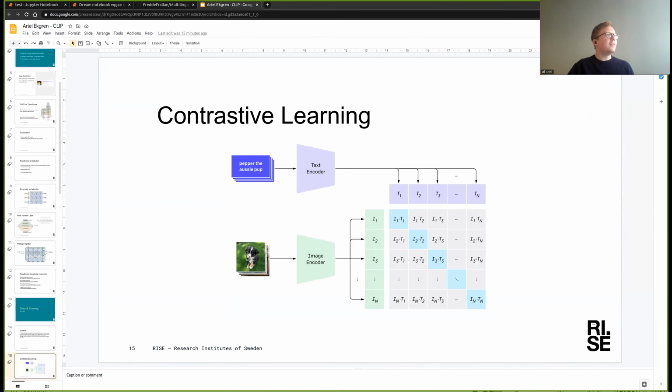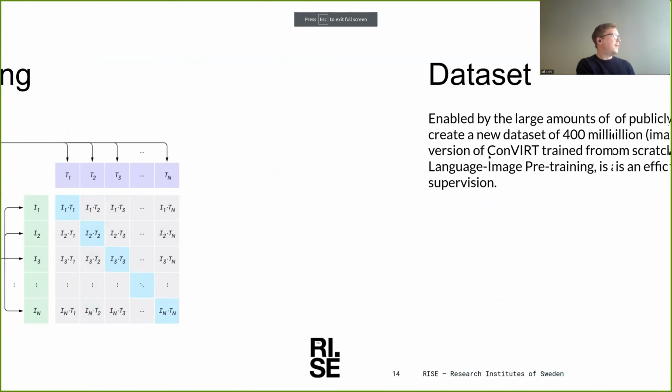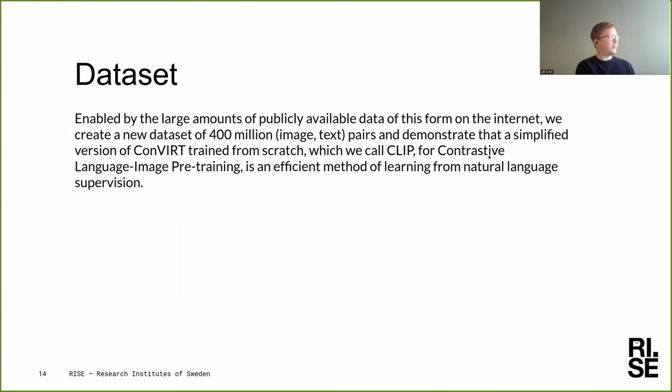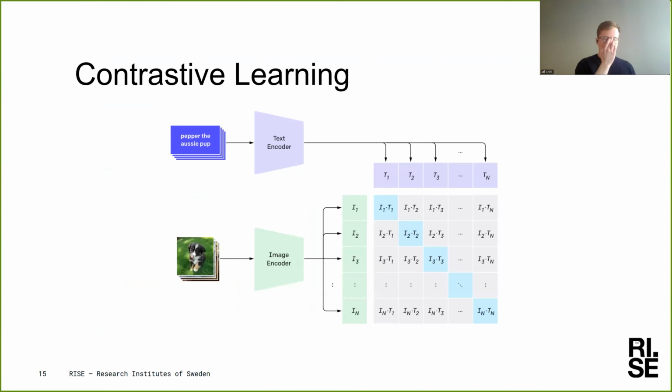So here we have it. We have a really big data set for the two transformers. And then we use these images and texts and do contrastive learning. So you put in texts in one transformer and you put in images in the other. And then you want to match one text with one image. And you say that Pepper, the Aussie pup, and this image, they should be similar. And you have basically a dot product. And then you say every other image in this batch should be dissimilar.